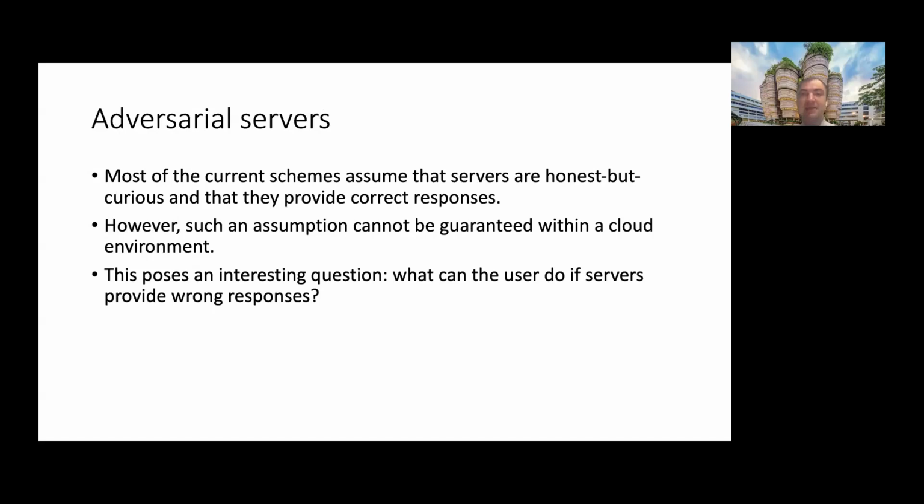However, most current schemes in the literature assume that servers are honest but curious, and may only collude, exchanging queries with each other in order to get extra information about the identity of the file of interest. But importantly, they always provide correct responses to the queries. However, such an assumption cannot be guaranteed within a cloud environment, and this poses an interesting question: what can the client do if servers provide wrong responses? This problem has also found solutions in several papers.